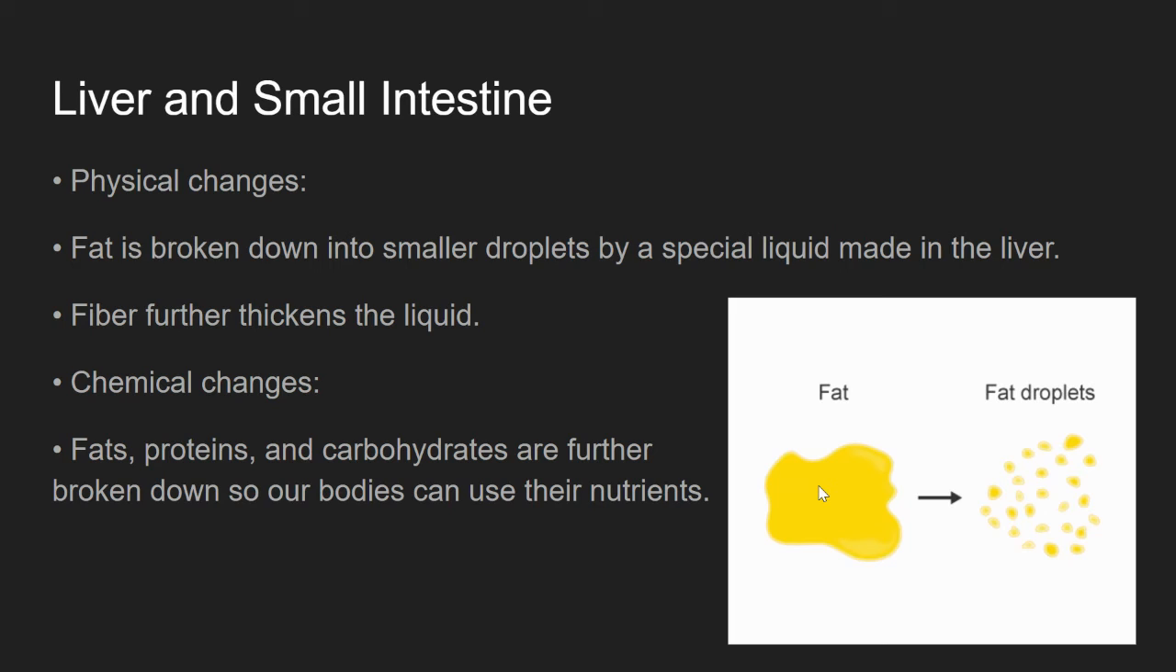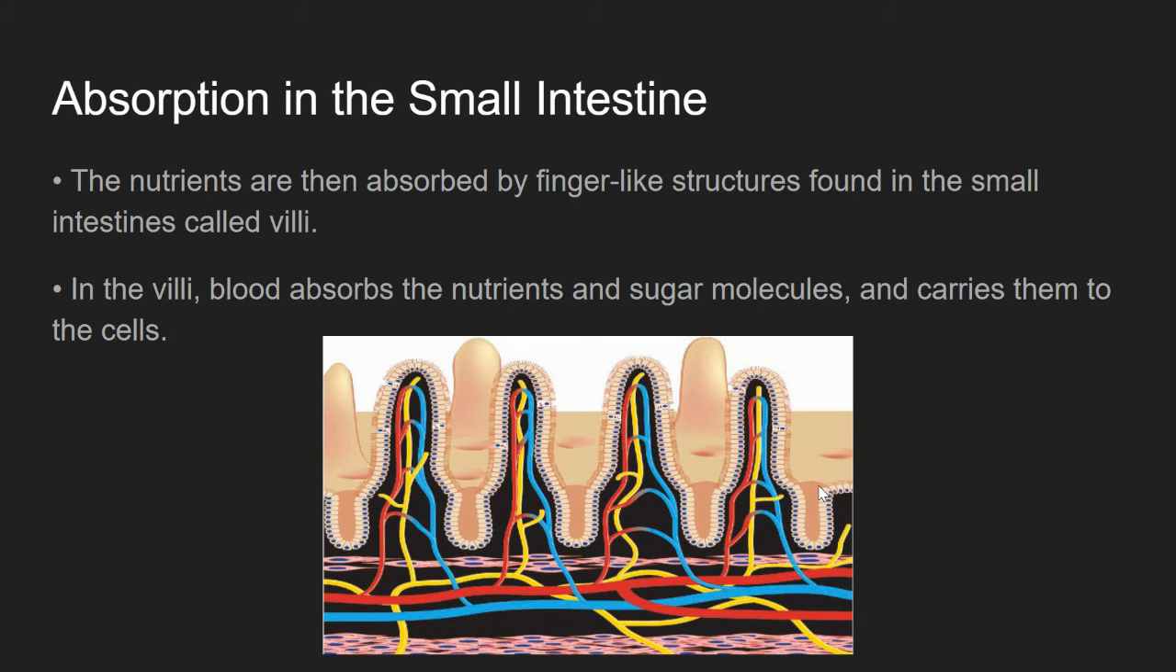More physical changes: fat is broken down into smaller droplets by a special liquid made in the liver. Fiber further thickens the liquid. And for chemical changes, fats, proteins, and carbohydrates are further broken down so our bodies can use their nutrients. Now, the nutrients are then absorbed by finger-like structures found in the small intestines called villi. In the villi, blood absorbs the nutrients and sugar molecules and carries them to the cells.